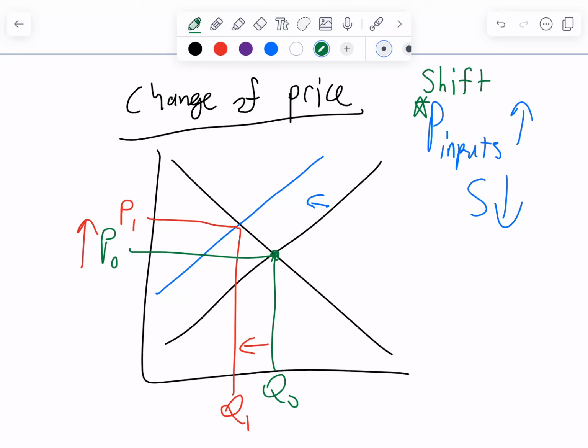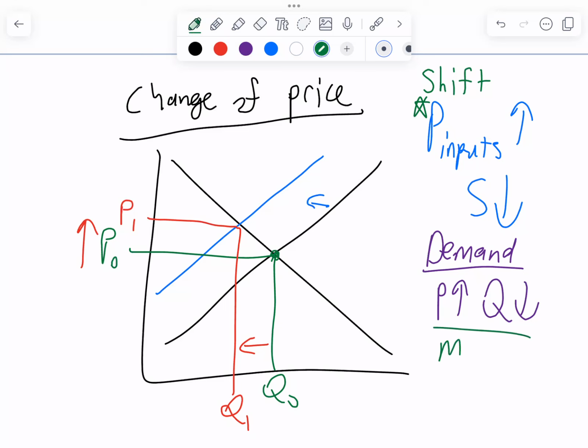Now, what about the demand curve? Well, on the demand side of this, right, did we have a change in demand? Did we have a change in income, price of substitutes, complements? No. The only thing that happened on the demand curve was prices go up, right? Because of here, prices go up. So therefore, quantity goes down, right? Therefore, we have a movement.